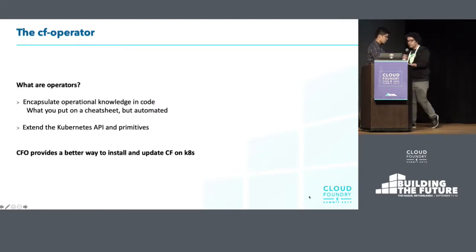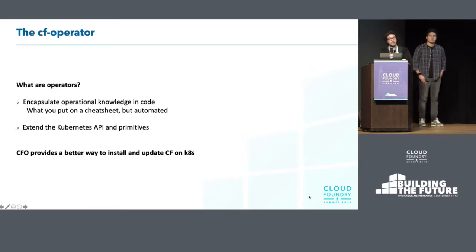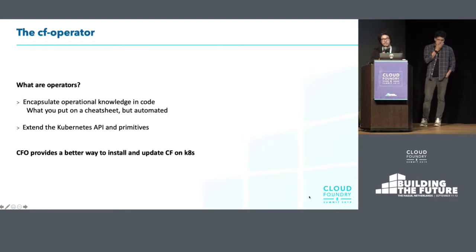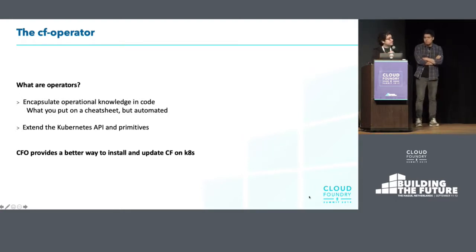Okay, so the CF operator, sorry? Oh, that's an operator in the sense of the Kubernetes operator, not an operator in front of a machine. Kubernetes operators are called that because they are a kind of automation device. You use them to replace operators, they automate stuff. And this is a nice concept because it's repeatable and reusable.